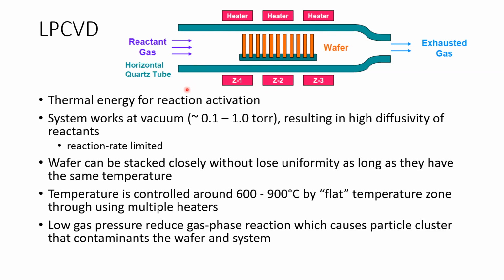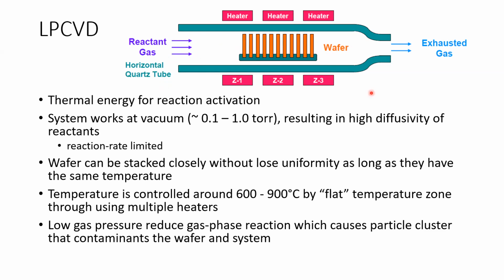So zone 1, in the beginning, the low temperature, this is pretty similar to the oxidation furnace. So we have a low temperature zone and then a high temperature uniform zone, and then we lower down the temperature again, cool down the temperature again.